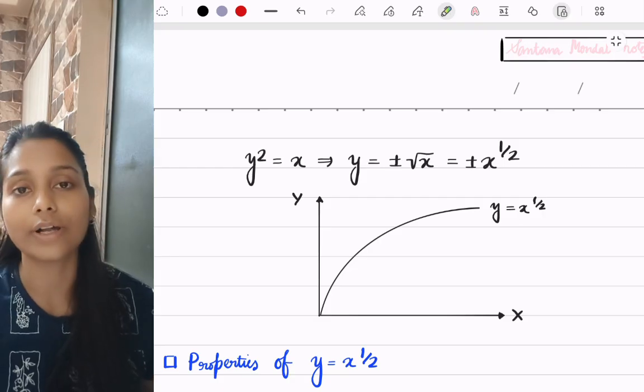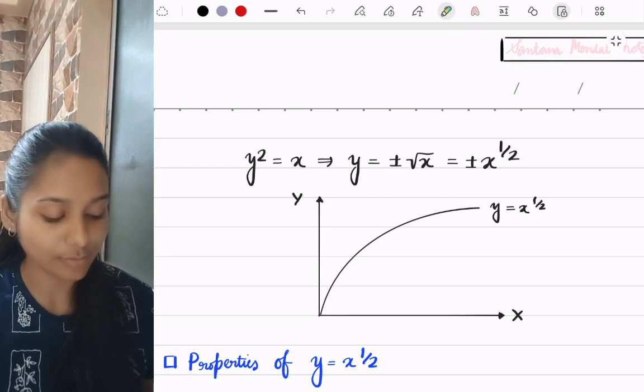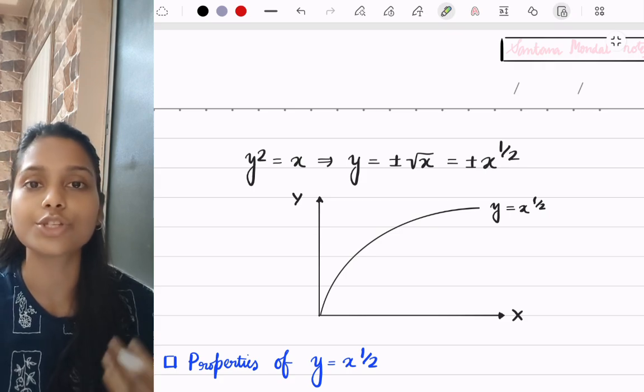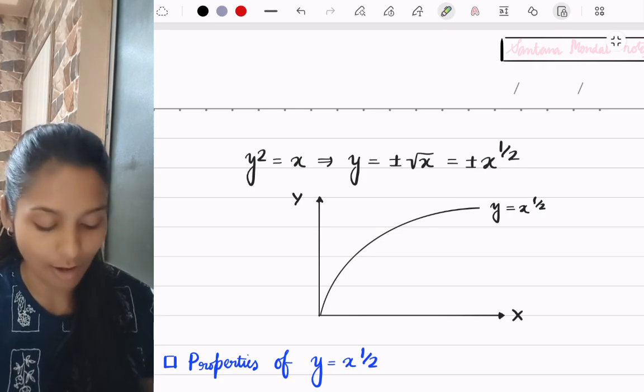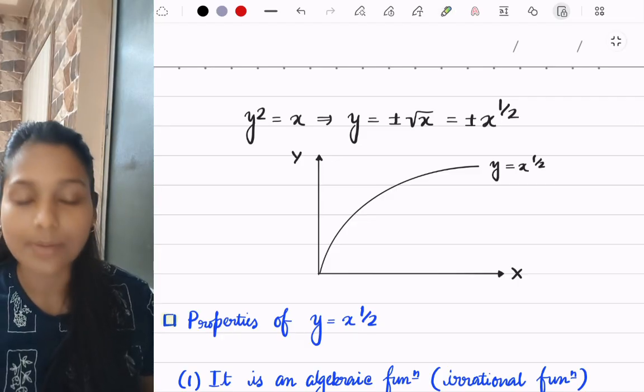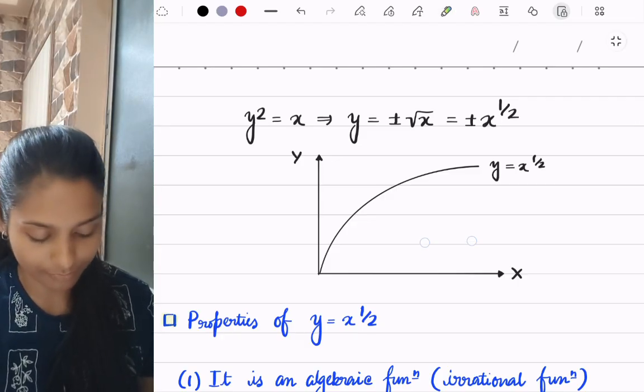So we have already plotted the parabola, and from there we have plotted the required function, which is y equals x power half. Now let us come to the properties of y equals x power half.